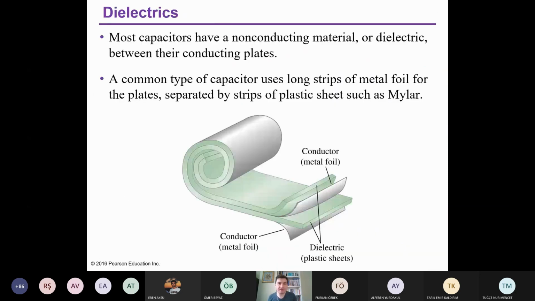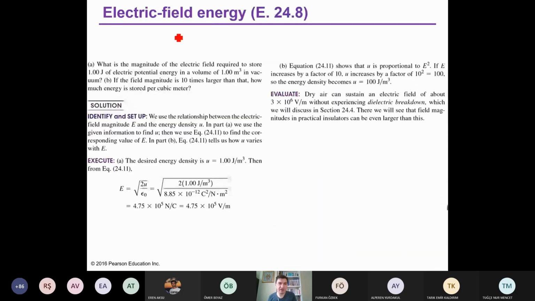Let me continue with the electric field energy, example 24.8 from the book. What is the magnitude of the electric field required to store 1 joule of electric potential energy in a volume of 1 cubic meter in vacuum? If the field magnitude is 10 times larger than that, how much energy is stored per cubic meter?